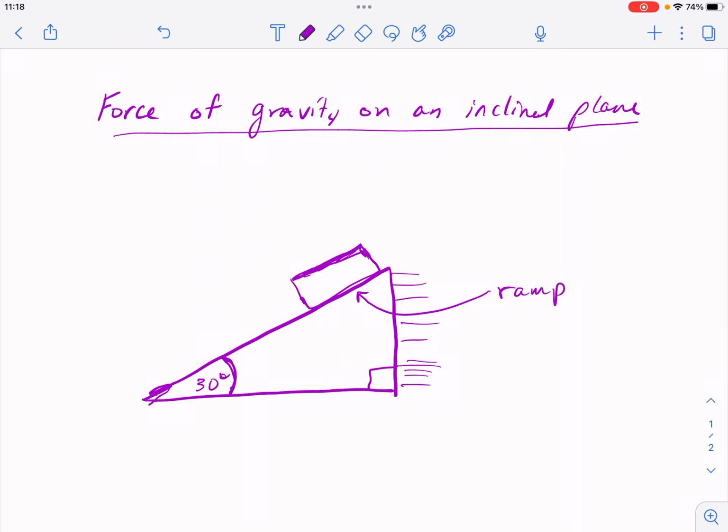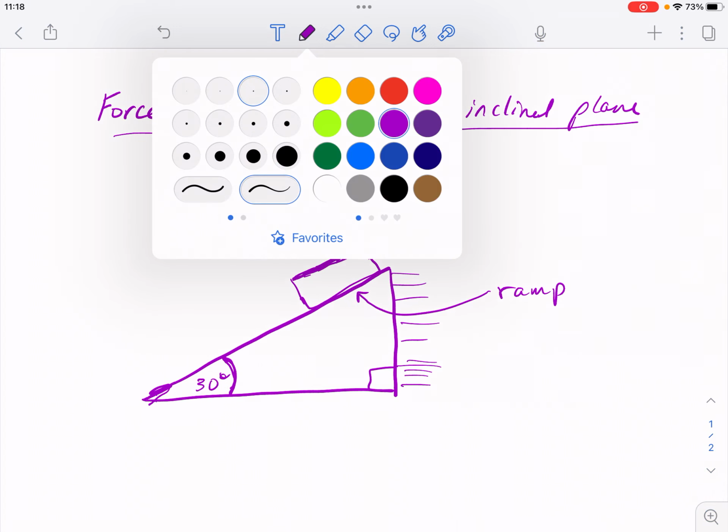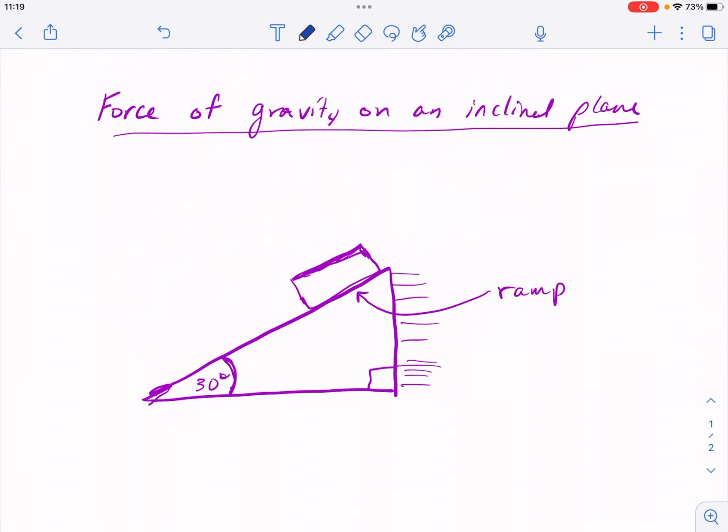Okay, so what forces are acting upon the pass car? Let's try to change color here. Okay, so we know that there's a force of gravity. The force of gravity always pulls down. So this is Fg. We know that there's going to be a normal force that's perpendicular to the surface, and we know there's going to be some kind of drag, some kind of friction pulling backwards.